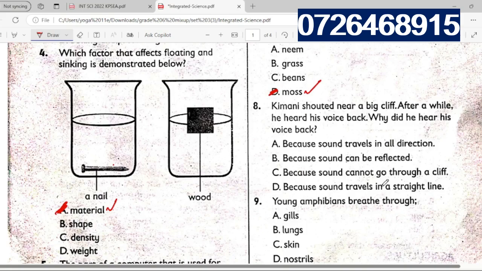Kimani shouted near a big cliff. After a while, he heard his voice back. Why did he hear his voice back? That's an echo. Because sound travels in all directions. That's not true, that's wrong. Because sound can be reflected. Because sound cannot go through a cliff. No, it is because sound can be reflected.